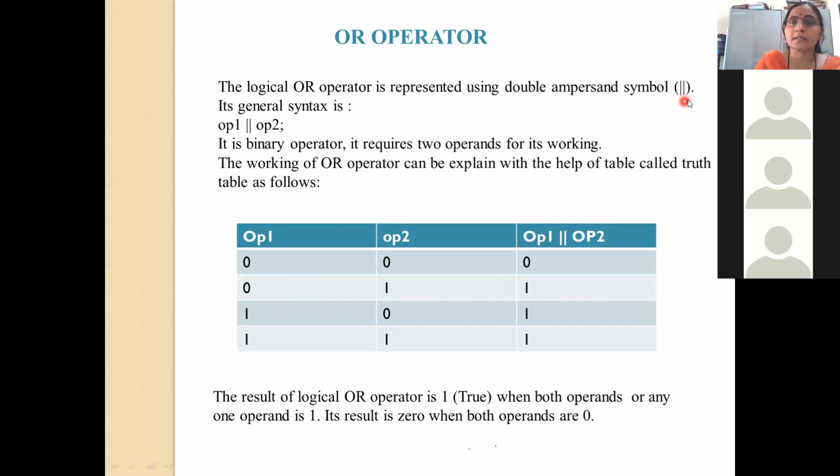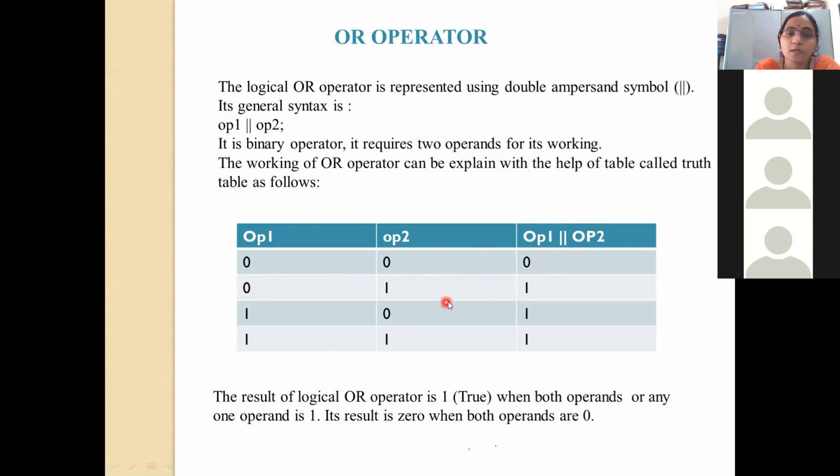This OR operator is generally represented using the double pipe symbol, the double line symbol. Its general syntax is OP1, OR operator, and OP2. OP1 and OP2 are again the operands. It is again a binary operator because it requires two operands for its working. And this is the truth table of the OR operator: operand 1, operand 2, and the result column, OP1 or OP2. In short, remember OR means plus.